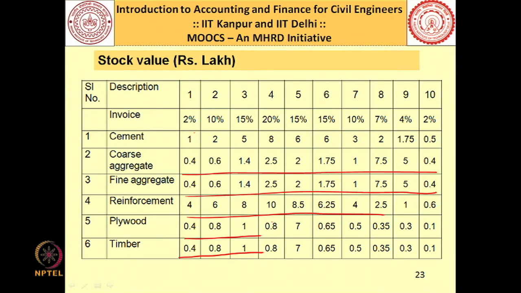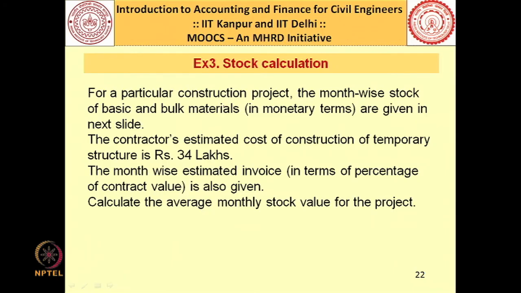For example, in this particular problem, I have assumed that in month 1 I am doing an invoice of 2%. This is a slightly different example which I am doing. What has been done in this is, I am assuming that the cost of providing the temporary structure is 34 lakhs. I can show you the working of how it is done, but for the time being just assume that the cost of providing temporary structure is 34 lakhs.